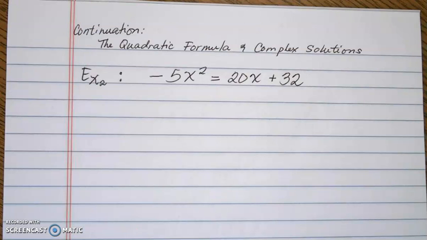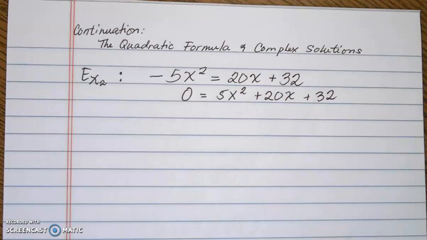Okay, so example number 2. Negative 5x squared equals 20x plus 32. So once again, we need this negative 5x squared to be on the other side together with these two terms, and so we're moving it to the other side. This time, we're doing a shortcut. The shortcut is, if you move this term going to the other side, the negative sign turns to positive.